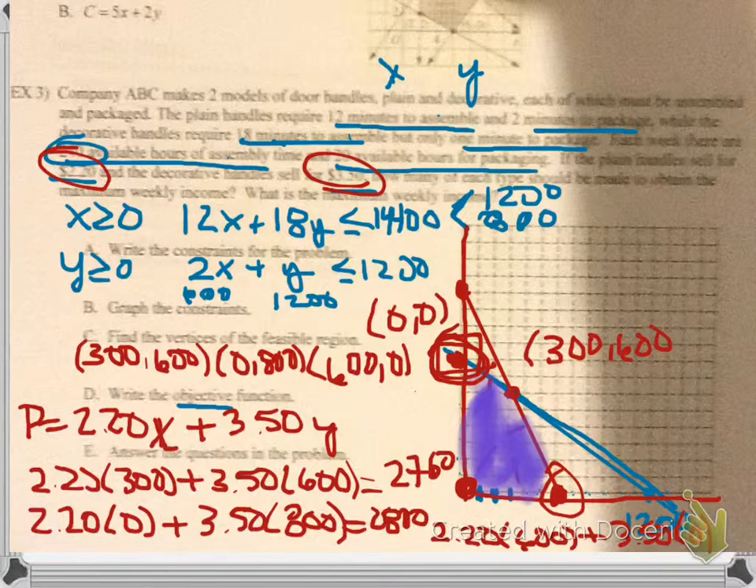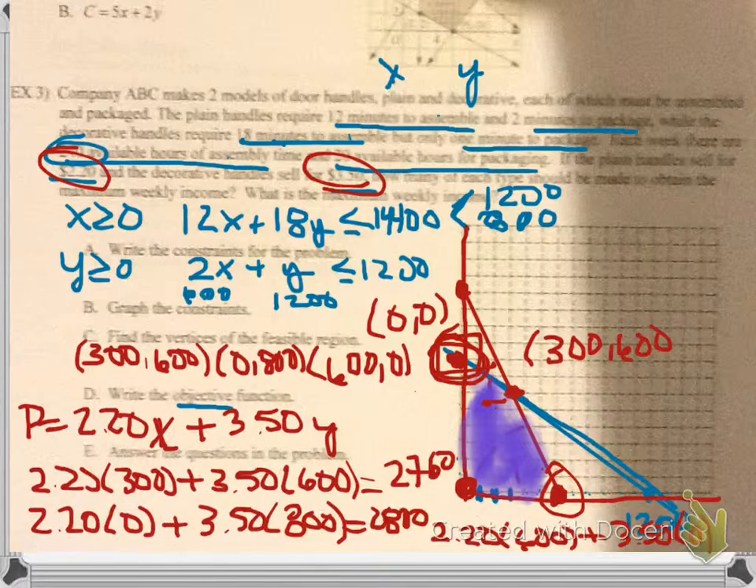But realize this: anything in this feasible region, anything in that purple section, or even this 300, 600, means the company makes money. The question is, is it best for them to go for that maximum profit, or do they go for something a little bit less? That's basically what you have to do here.